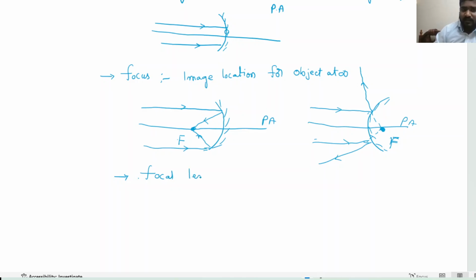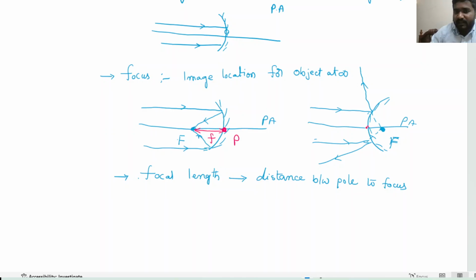Focal length. So the focal length of a given surface will give the nature of the surface. Focal length is nothing but the distance between the pole and the focus. Here is the pole, the geometrical center of the mirror, and here is the focus. The distance between the pole and the focus is taken as the focal length, defined with F.